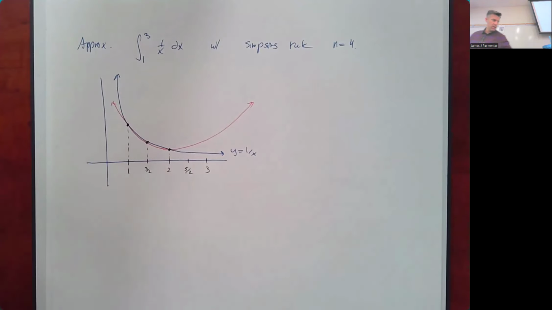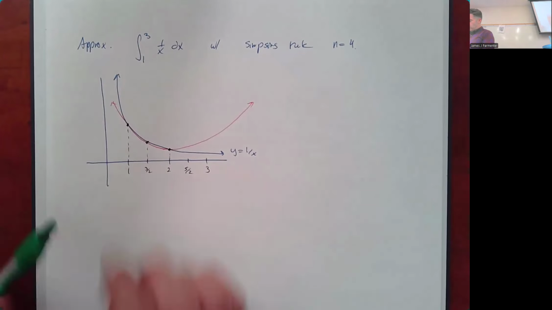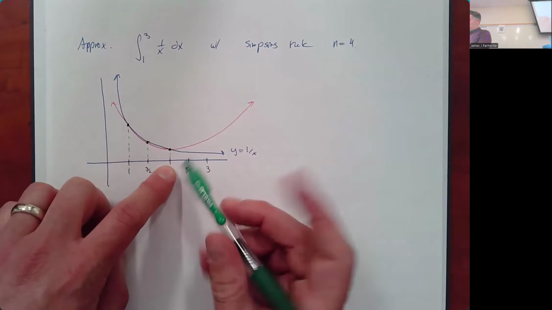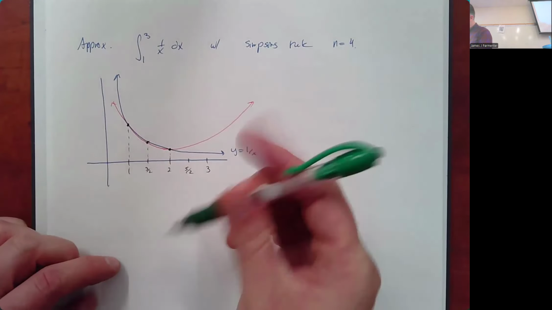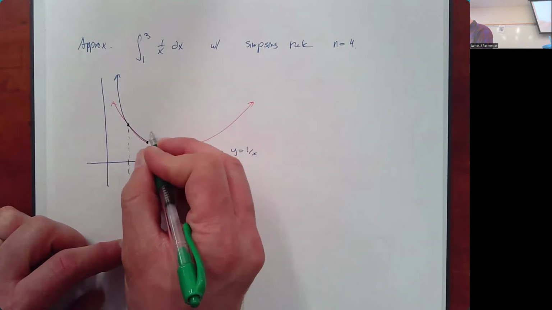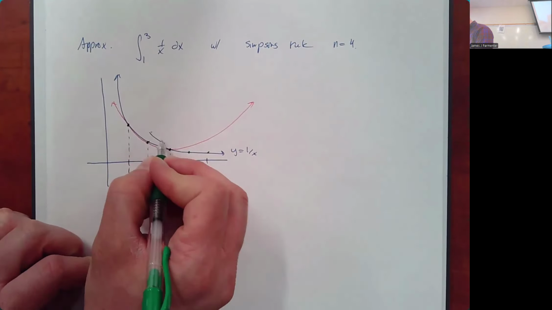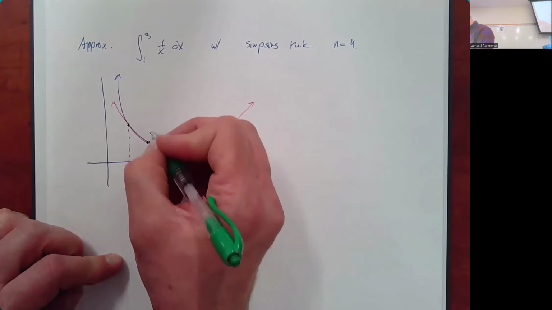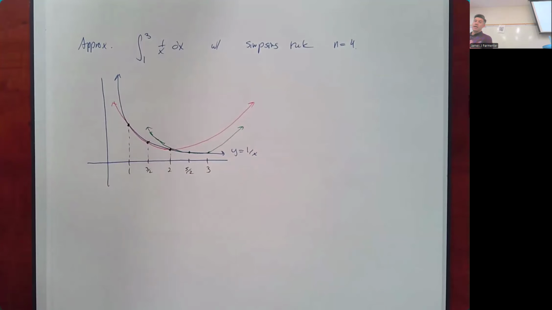And then similarly, for the next 3 points, so we did these first 2 subintervals, then we're going to use the next 2 subintervals to draw another parabola through those 3 points. Again, it's going to look maybe kind of similar-ish. That's the idea of Simpson's rule, is that you're just using these parabolas.